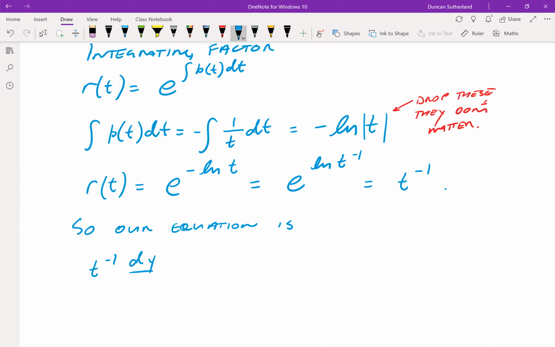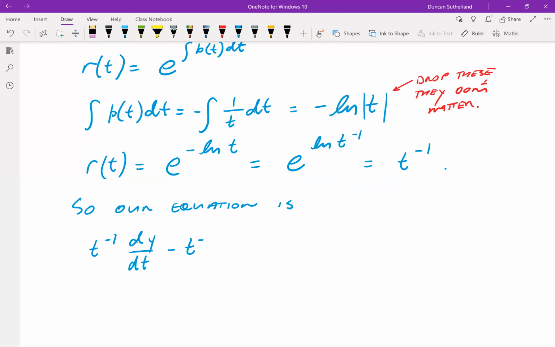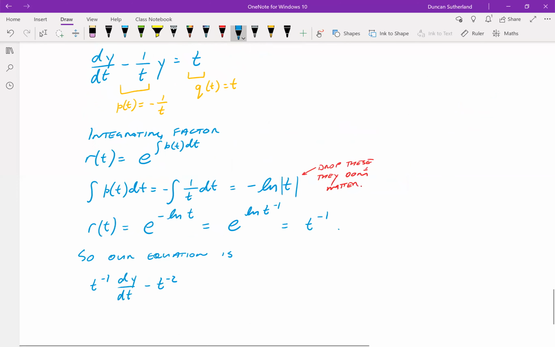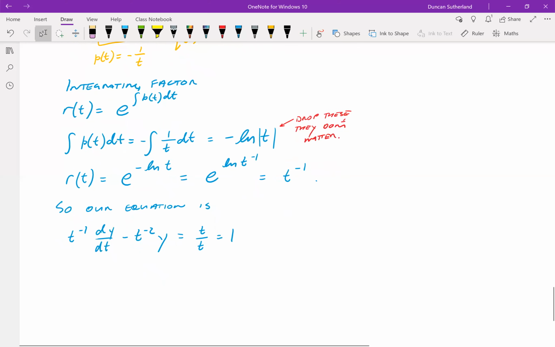t to the minus 1 dy/dt, yep, plus, sorry, minus t to the minus 1 times t to the minus 1 y, so t to the minus 2, I guess. Just zoom out so you can see the equation. y equals 1. Right, so that's t on t equals 1. That's nice. We know that this collapses because of the integrating factor. We know that this must be equal to d by dt of integrating factor times y.